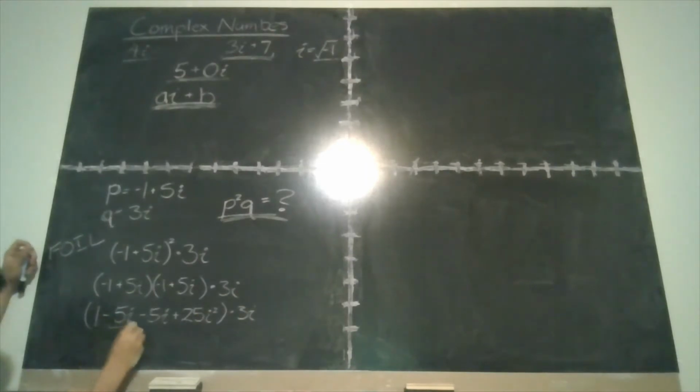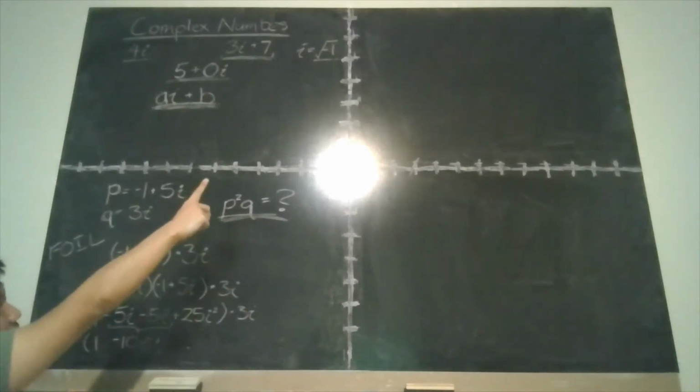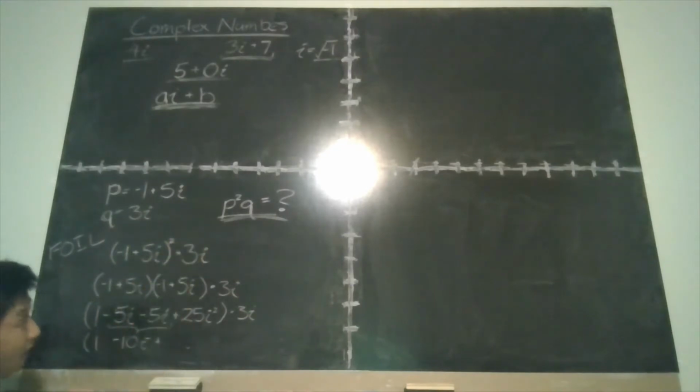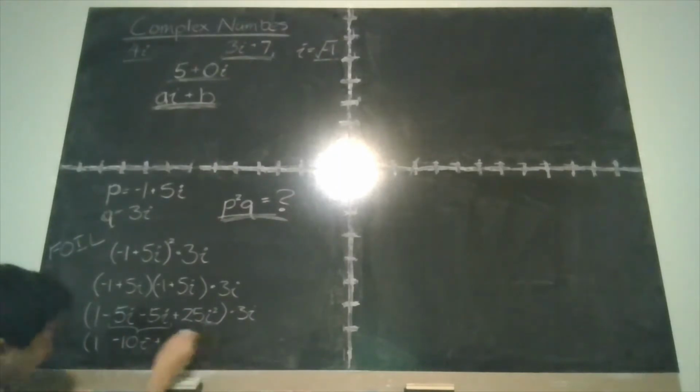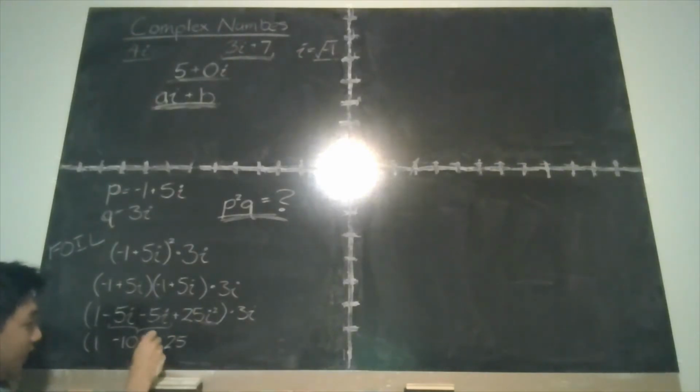So we can simplify here. We get negative 10i plus 25i squared. But remember what we talked about in last class? We said that i is just a shorthand for the square root of negative 1. And so if we square the square root of negative 1, we actually get negative 1. So what we're actually getting is 25 times negative 1. And then obviously we can just multiply those together to get negative 25. And then times 3i.